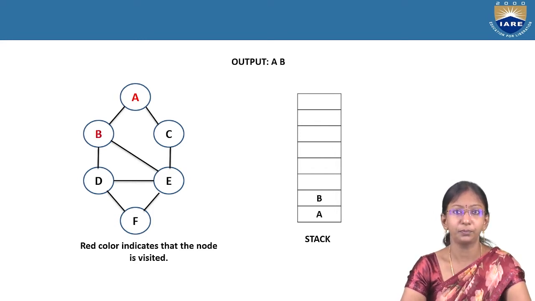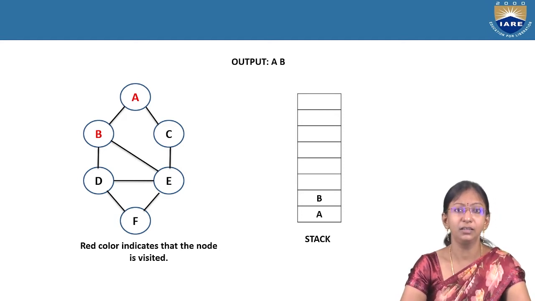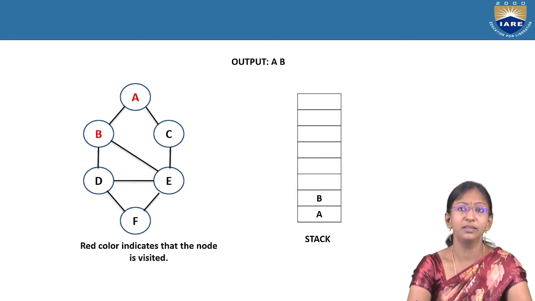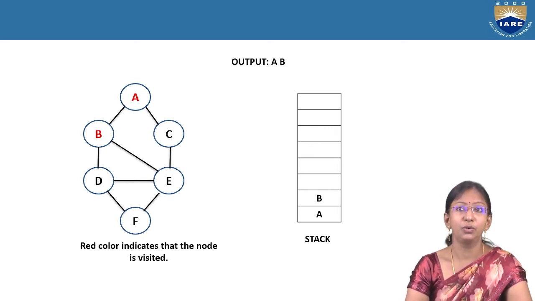Choose one of them. I have chosen B. As I have traveled from A to B, B is now the current node, and it is visited and pushed into the stack. As it is visited, I send it to the output. You can see now the visited nodes are A and B. As I told you, the stack is a helping hand in this process. Now the current node on top of the stack is B.